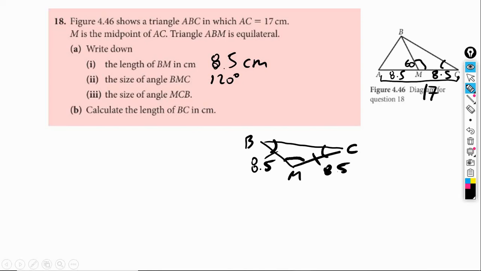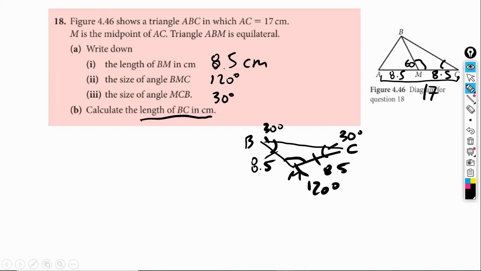Since we already know that BMC is 120 degrees, that means that we're only left with 60 degrees for the total of 180 inside the triangle. But because it's isosceles, it means that this has to be 30 degrees as well as this. So that means then that MCB is 30 degrees. Okay, so once we have all this information, we can calculate the length of BC as well.